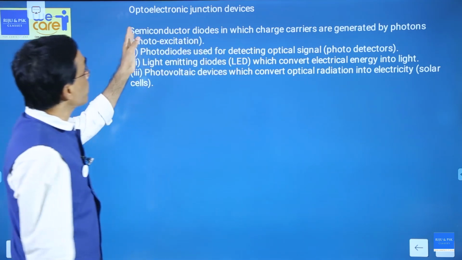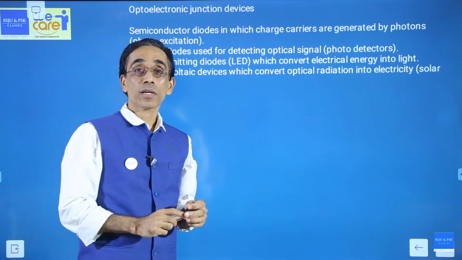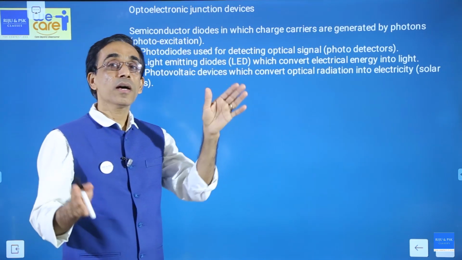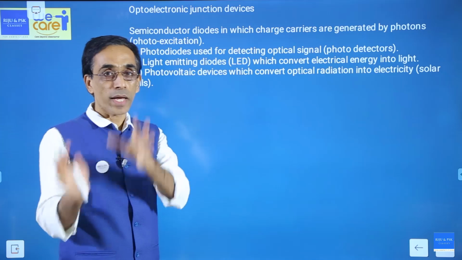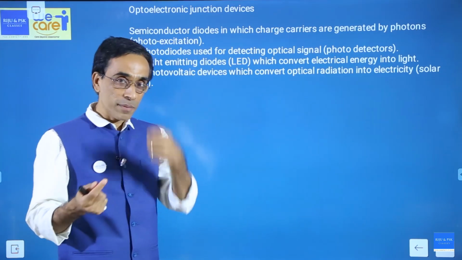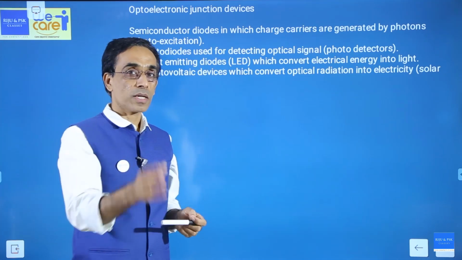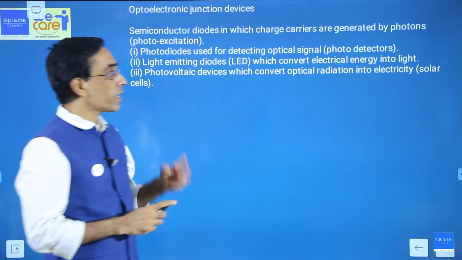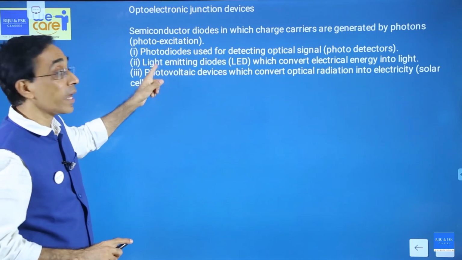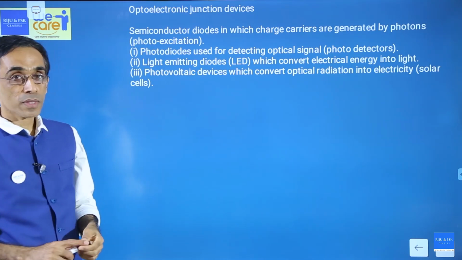Now special diodes, we are continuing special diodes. Now the title is optoelectronic junction devices. Heavy name, optoelectronic. Opto means light. So these are electronic devices which are related to light for their working, means either the input part or the output part uses light. That's why it's called optoelectronic, electronics and light. There are three basic devices. First one is photodiode, second is light emitting diode, and the third one is solar cell.